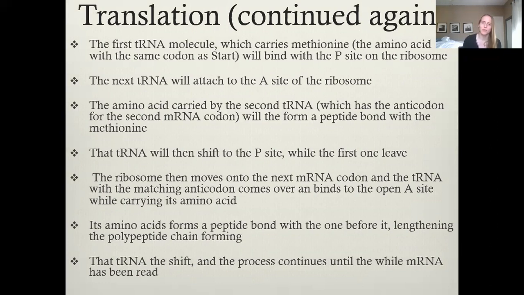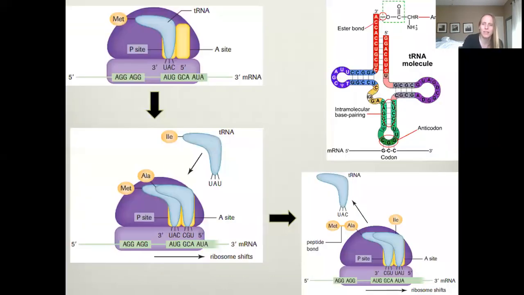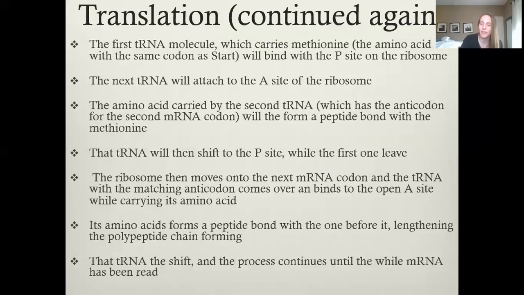The second one is going to go into the A site, and then they're both going to shift over like it's a conveyor belt. The one that's in the P site is going to leave. The one that was in the A site goes to the P site, and they all just kind of bump down. And that'll just keep continuing with peptide bonds forming between the amino acids until we get to the stop codon. The stop codon is just the very last codon in the gene. And again, it tells the ribosome that it's done.